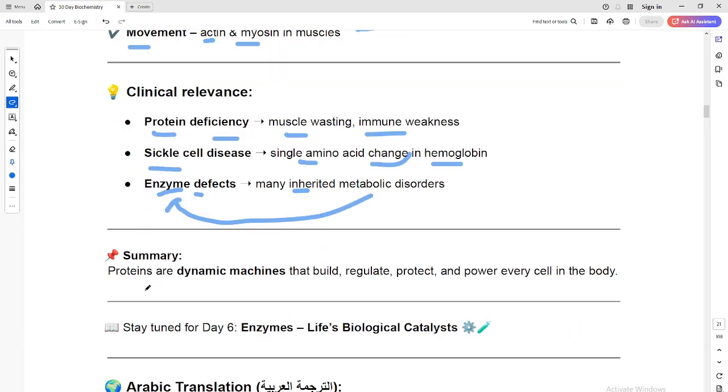In summary, proteins are dynamic machines that build, regulate, protect, and power every cell in the body.